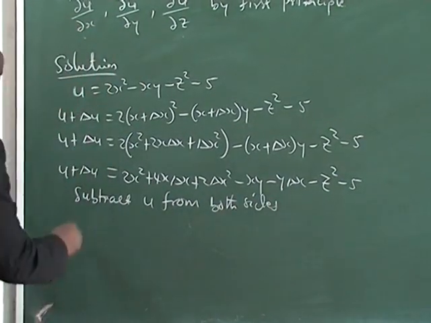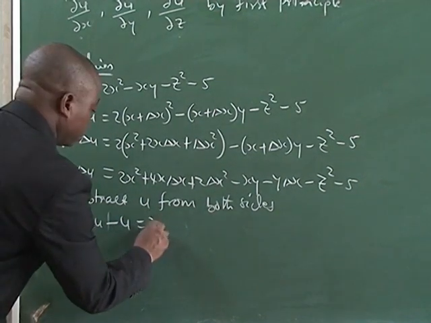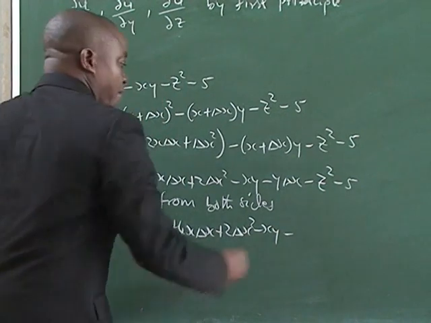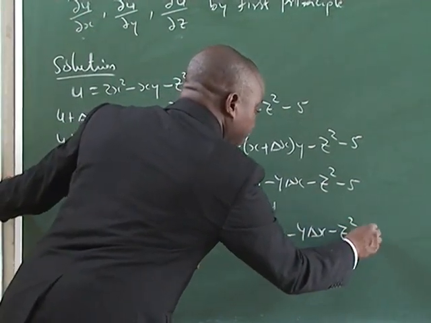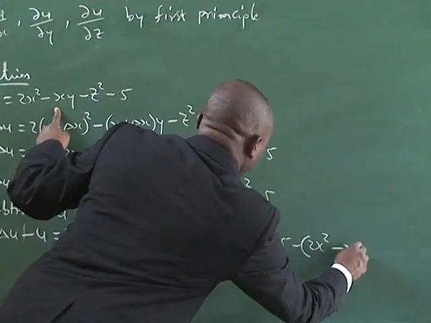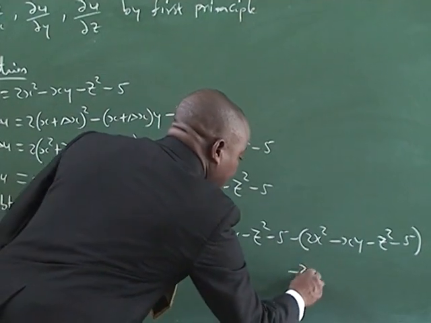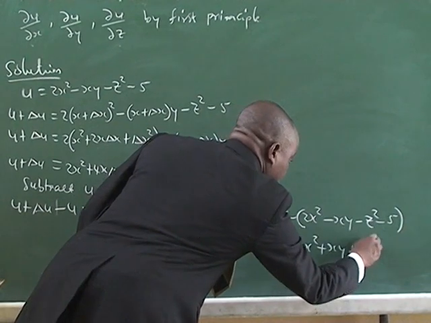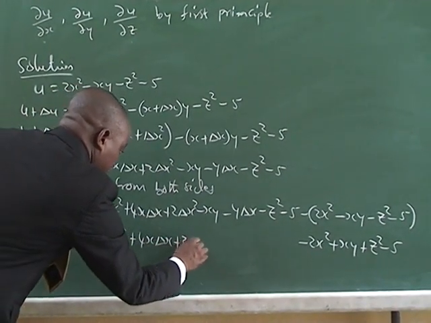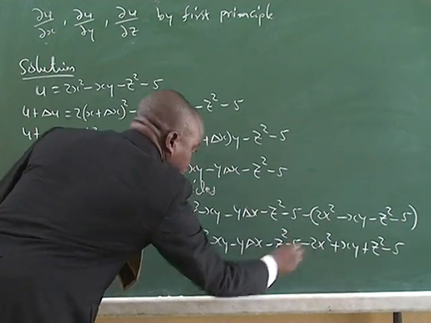both sides. We do that, we'll have u plus change in u minus u will be equal to 2x squared plus 4x change in x plus 2 change in x squared minus xy minus y change in x minus z squared minus 5 minus u this way, and u is 2x squared minus xy minus z squared minus 5, which, if I open this bracket, I will have minus 2x squared plus xy plus z squared plus 5, then 2x squared plus 4x change in x plus 2 change in x squared minus xy minus y change in x minus z squared minus 5.